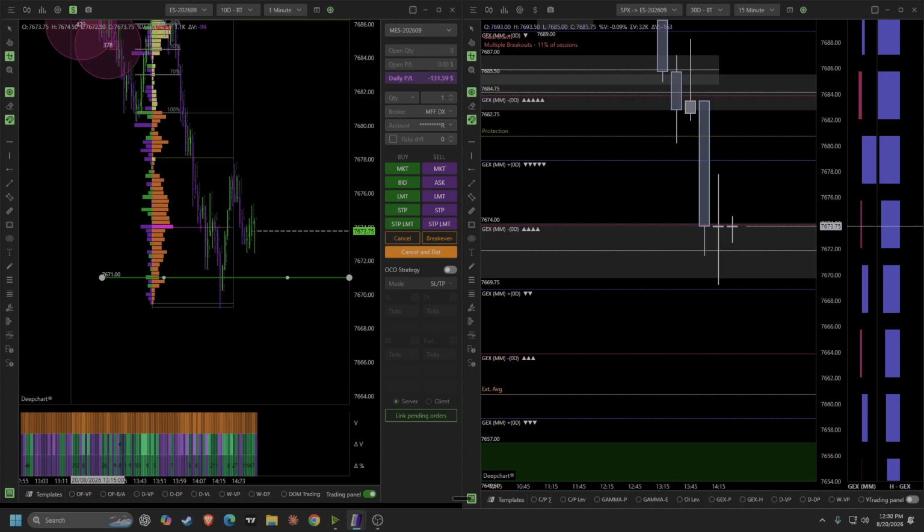Lower highs, lower lows, lower high, lower low, lower high, lower low, lower high, lower low, higher high, higher low. The fake out, lower high, lower low is probably the fake out.